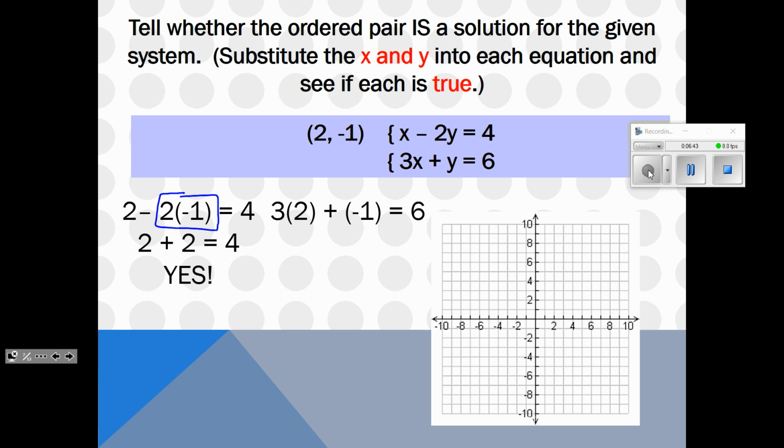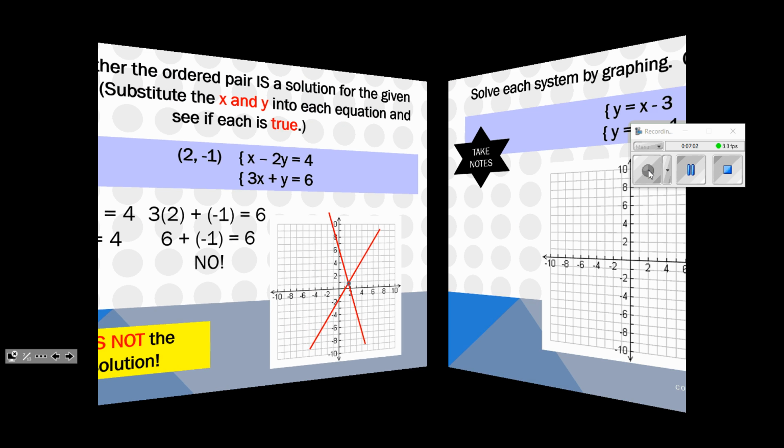3 times 2 is 6. 6 plus 1, or -1, is not equal to 6. So that does not work out for that line. So that is not the solution. The solution is actually at, it looks like, 2, 1, not 2, -1. Okay, so that's how you check them.